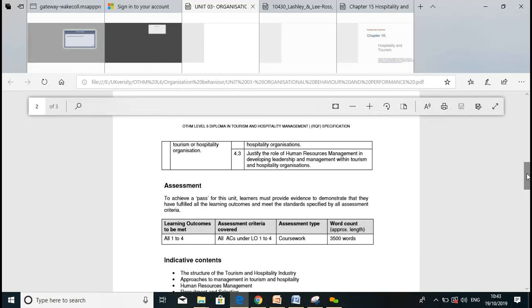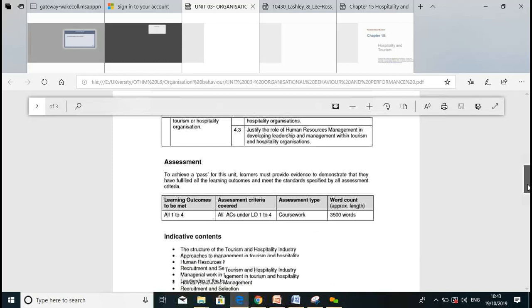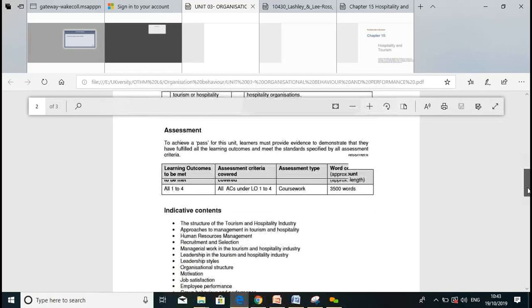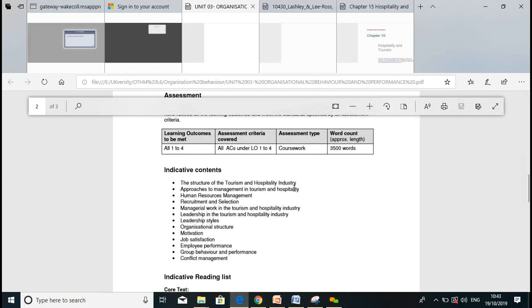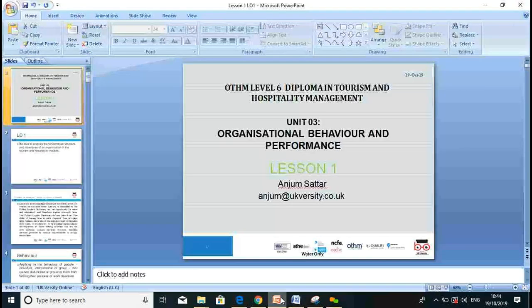Then you're supposed to complete an assignment, which is coursework of 3,500 words and which will address all the models. It covers the structure of the tourism and hospitality industry and approaches of management, where we'll go through human resource, recruitment, selection, managing work, leadership style, organization structure, motivation, job satisfaction, employee performance, group behaviors, and conflict management. These are all the key areas we're supposed to learn under this module.